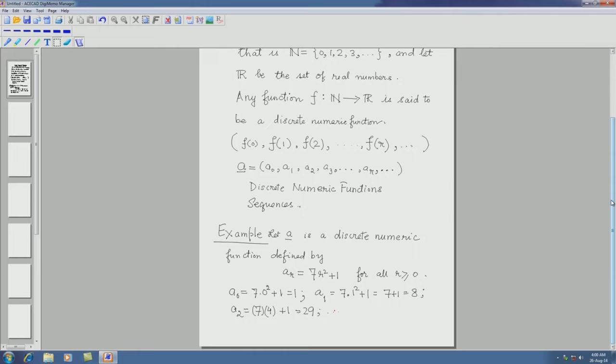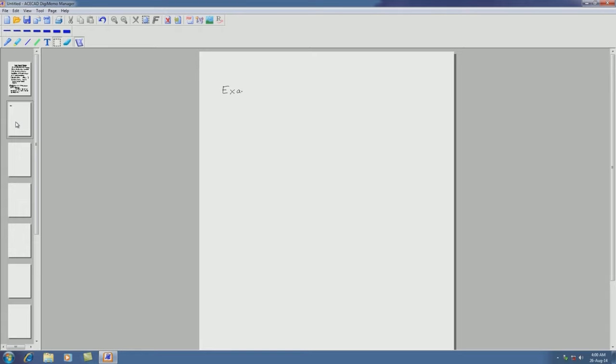At this point, we note that discrete numeric functions may not be defined by a single formula. It is also possible that these functions are defined by different formulas over different regions in the domain. So, let us take an example. Now, here I denote the discrete numeric function by D.